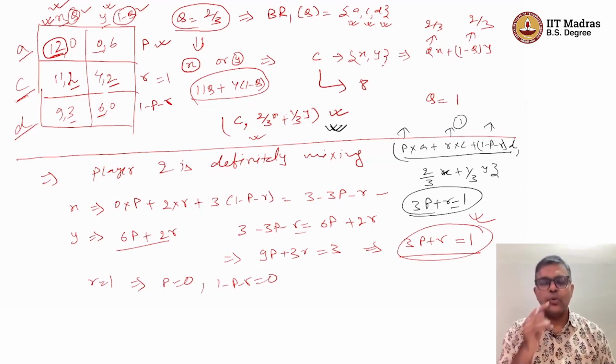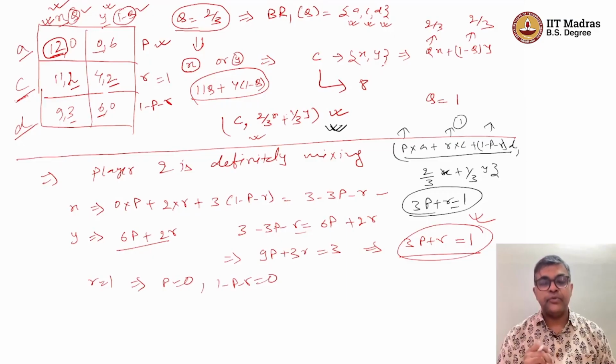Just to tell you the principles that we have used: if one strategy, one action, is never a best response, then it is a strictly dominated strategy. We can remove it from the game, get the reduced game, and solve that reduced game, and the equilibrium that we get would be applicable to the larger game also.